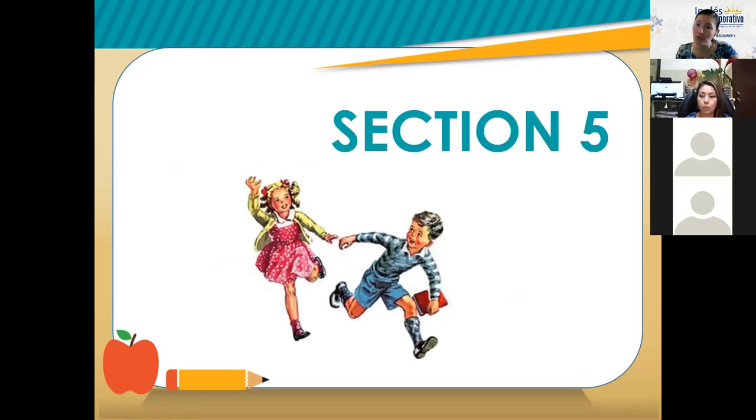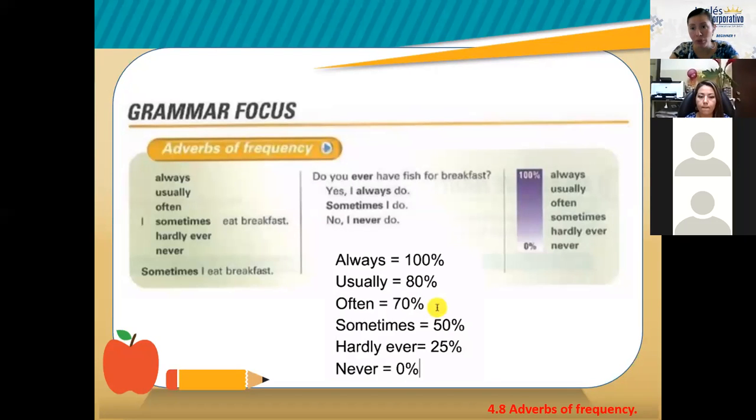Now, today, we're going to begin with section number 5. However, right, we're going to have a quick review on the last grammar structure that we mentioned last week, last Thursday, right? And we were talking a little bit about adverbs of frequency, right? And we were saying that generally adverbs of frequency are the ones that we use to express the frequency in which we perform an activity, okay?